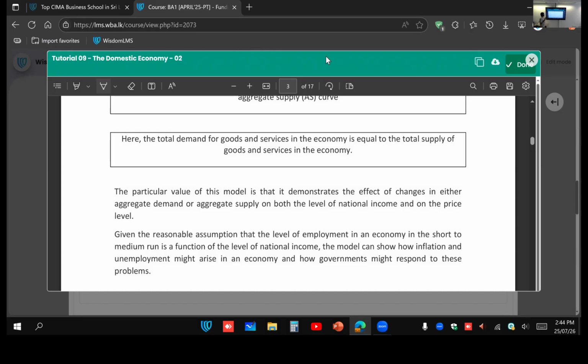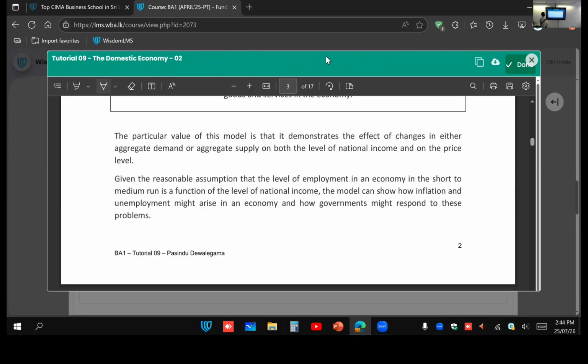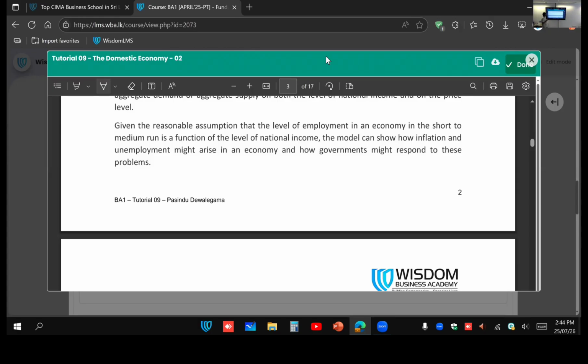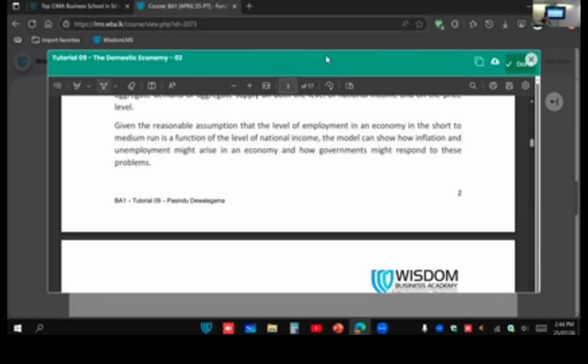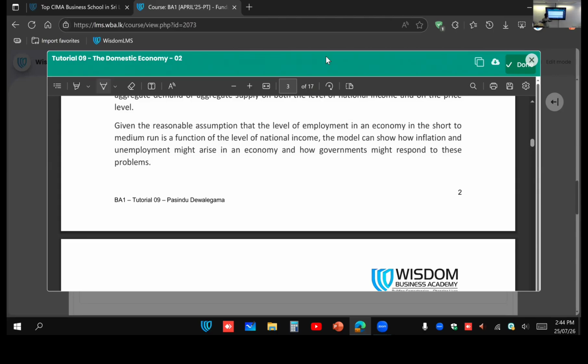The particular value of this model is that it demonstrates the effect of changes in either aggregate demand or aggregate supply on both the level of national income and on the price level. Given the reasonable assumption that the level of employment, now we are discussing employment and inflation, right? Because we have discussed the growth. Now it's about employment and inflation. Given the reasonable assumption that the level of employment in an economy in the short to medium run is a function of the level of national income, the model can show how inflation and unemployment might arise.